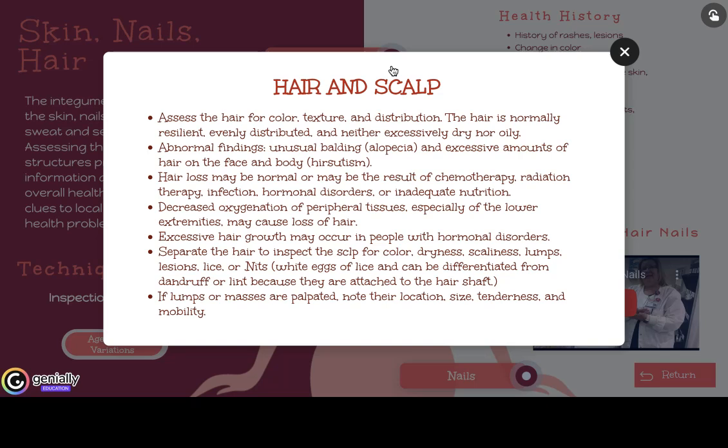So the way to assess it is that you separate the hair to inspect the scalp for color, dryness, any scaliness, lumps, lesions, lice, nits. They're like white eggs of lice, and they can be differentiated from dandruff or lint because they're attached to the hair shaft. And that's how you know that it's a nit and not just dandruff. If you feel lumps or masses when you're touching it, note the location, the size, tenderness, and see if they move or not.